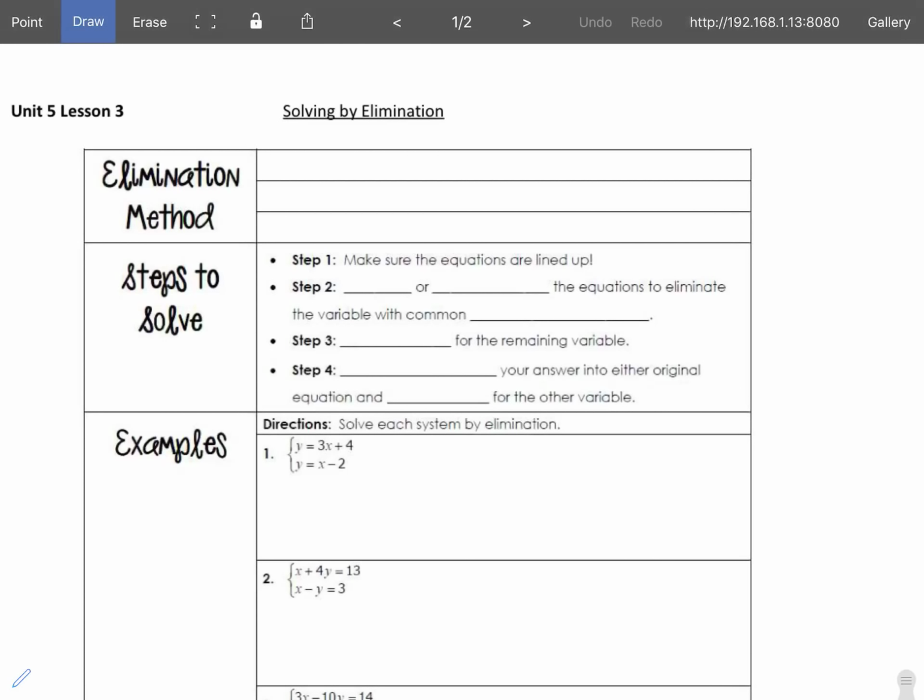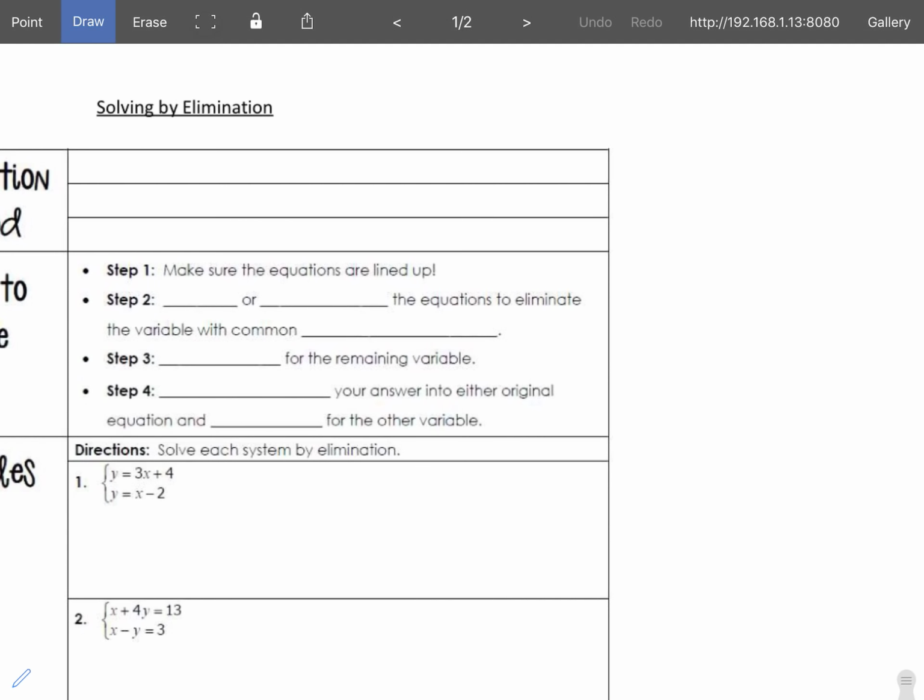Okay, so today we're going to be talking about the elimination method. So let's review what we've already learned. There are 3 different ways to solve systems of equations. The first way is graphing, and then we find the point of intersection, right? So if we have something like this, let me draw this in a different color.